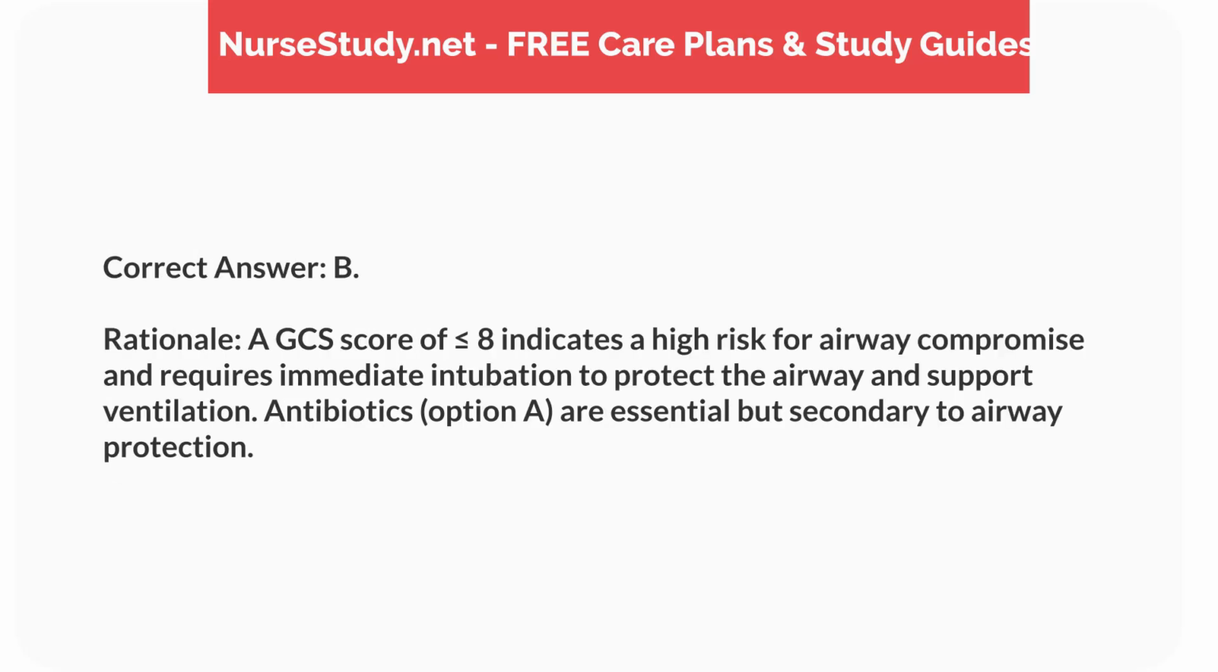Correct answer, B. Rationale: a GCS score of less than or equal to 8 indicates a high risk for airway compromise and requires immediate intubation to protect the airway and support ventilation. Antibiotics, option A, are essential, but secondary to airway protection.